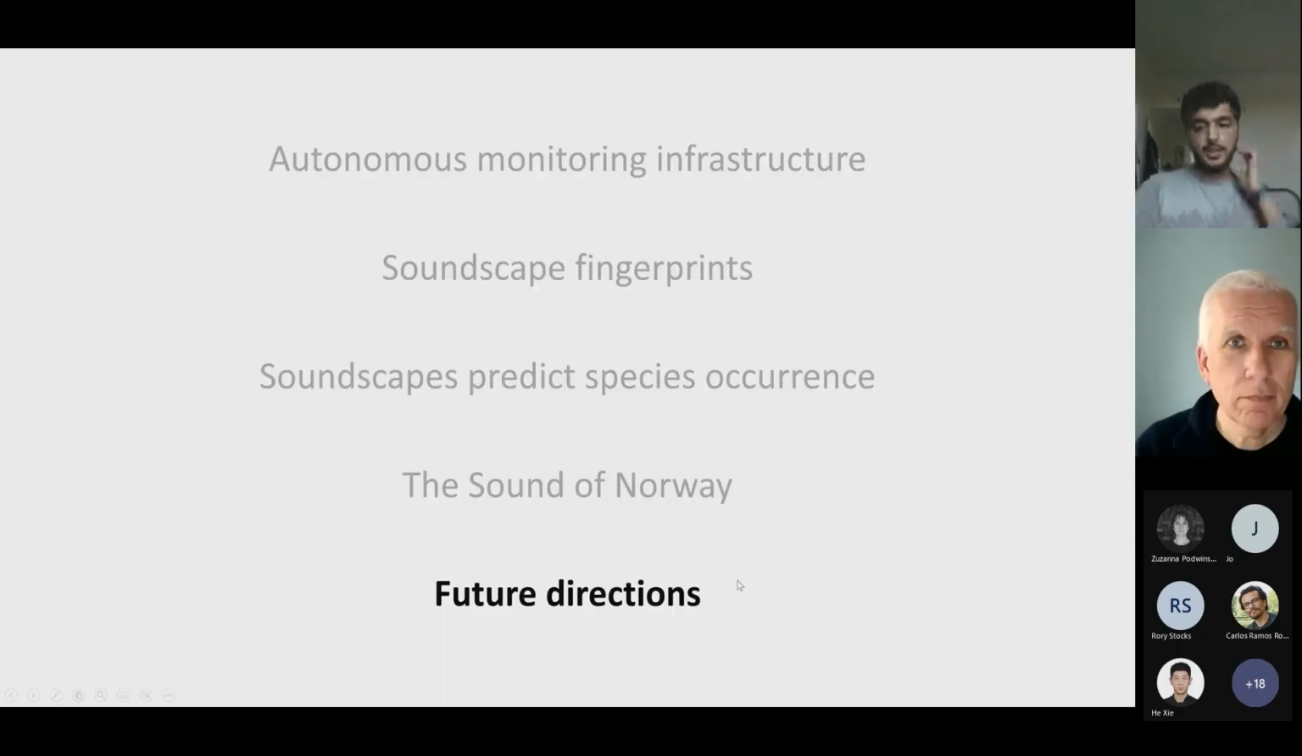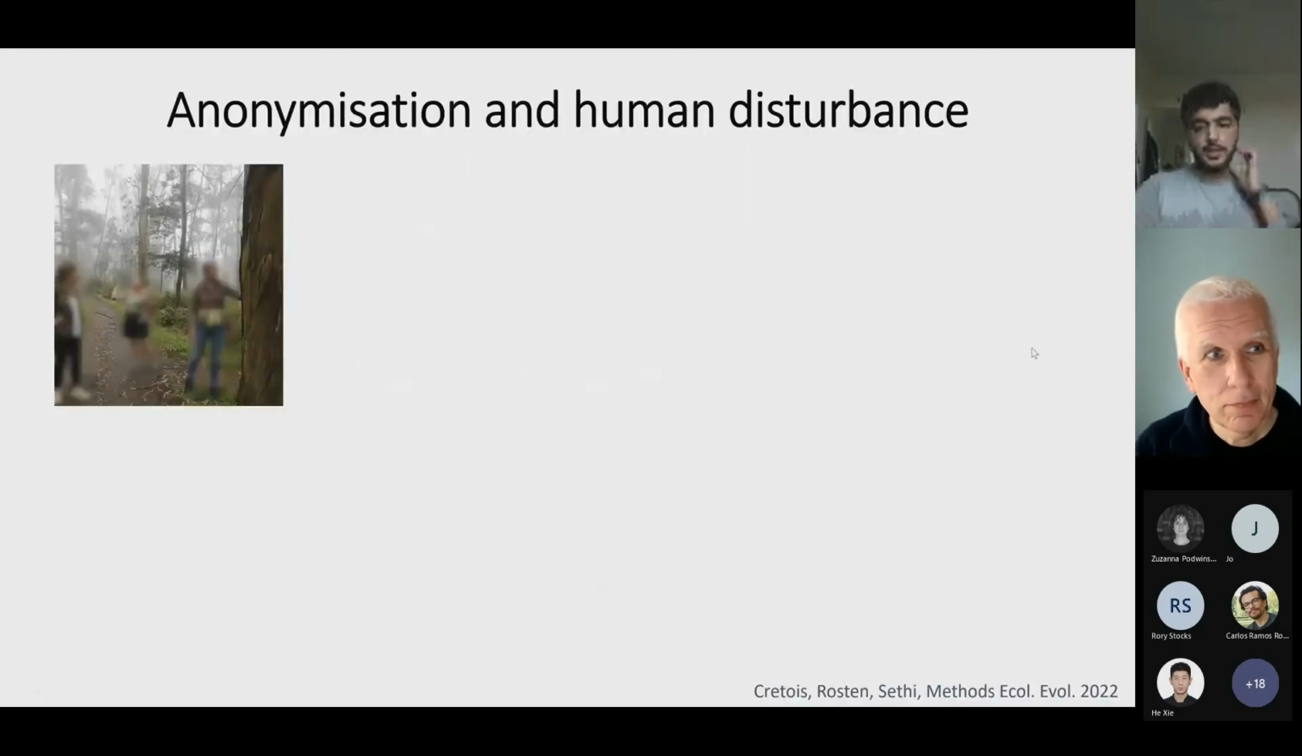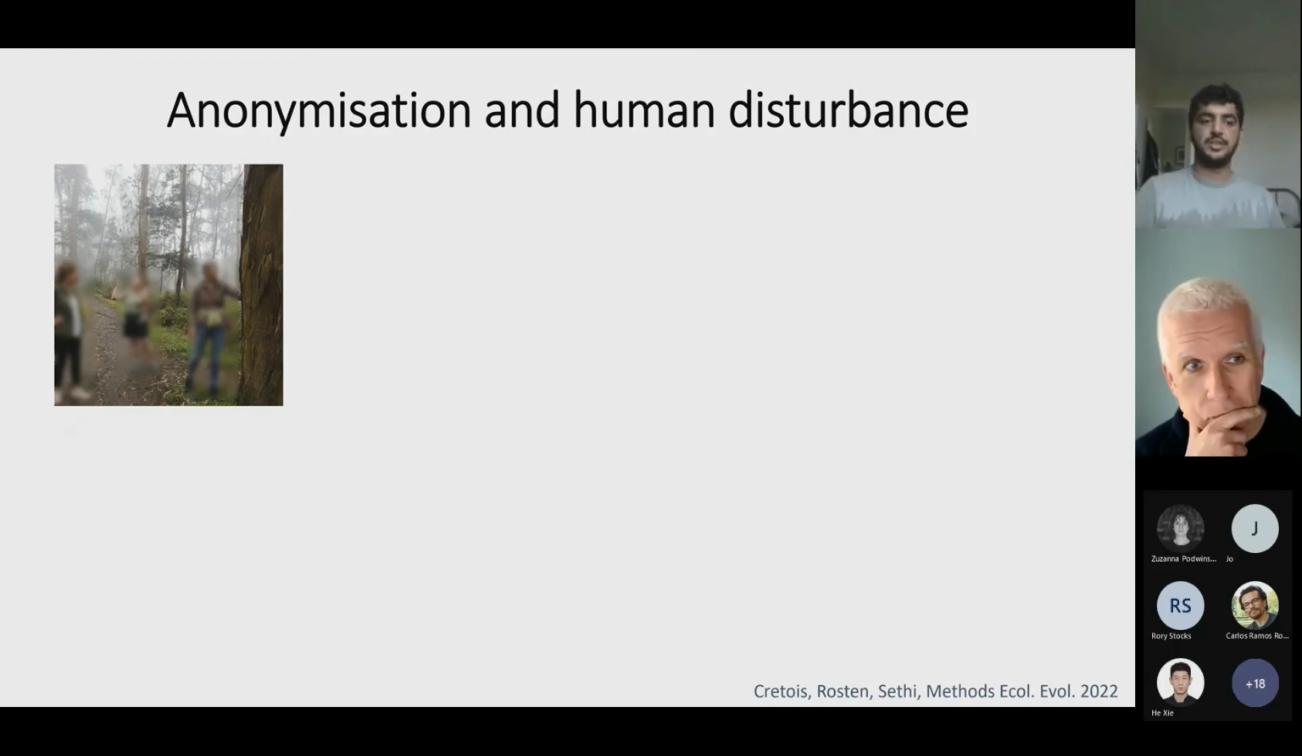And finally, I'm going to skim over a few future directions. This essentially comes back to what you mentioned right at the start on measuring human disturbance from audio. The initial motivation for this project was that we're putting out recorders that are recording hundreds of thousands of hours of data. Obviously, there are going to be people who come nearby and speak, and we need to give some assurance that we're not listening to this data. So the best way to do it is to anonymize the data, detect all the areas of speech and delete them.